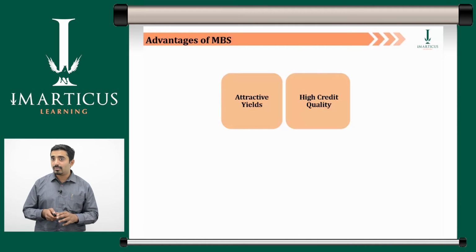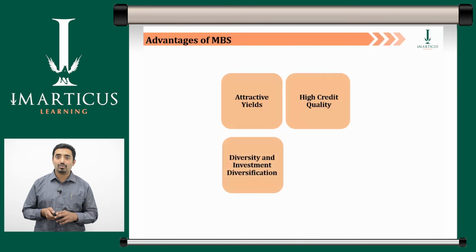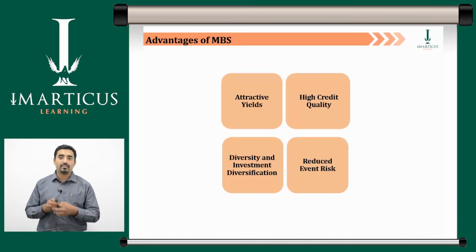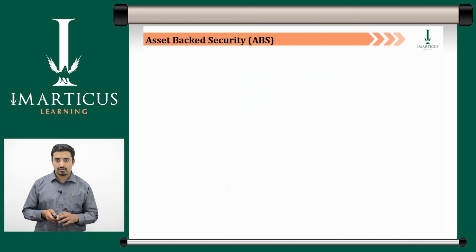Like other debt instruments, they are evaluated and assigned a rating based on their ability to pay interest and principal as scheduled. Thirdly, diversity and investment diversification. An ABS market is highly diverse in terms of structures, yields, maturities and collateral. And lastly, we have reduced event risk. Because MBS are secured by underlying assets, they offer significant protection against event risk downgrades, particularly in contrast to corporate bonds.